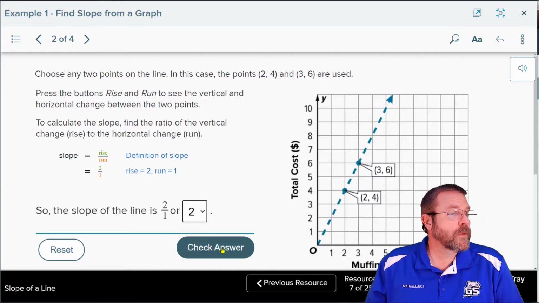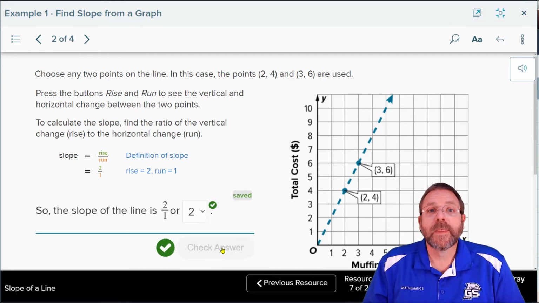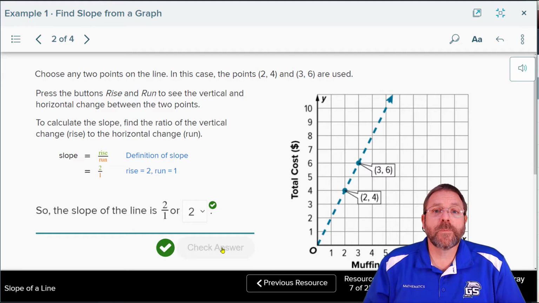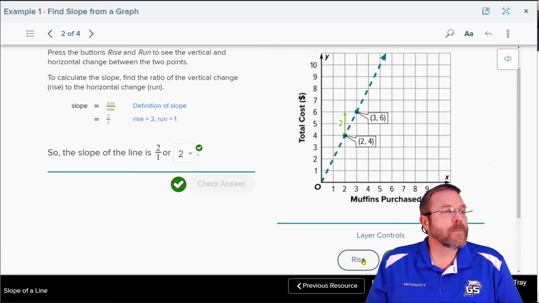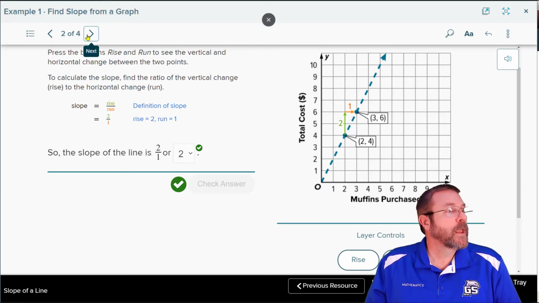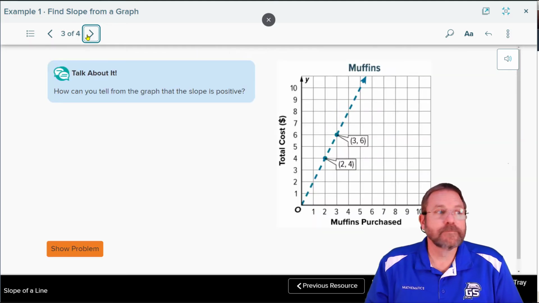So our slope for that line is going to be 2. It's that simple to find the slope of these lines when you're just looking at 2 points like this. Now I did just see on the graph, we can put the rise, and you see it just showed the rise right here. And I'm going to press the run button, and it showed the run right here. So your rise was 2 and your run was 1.